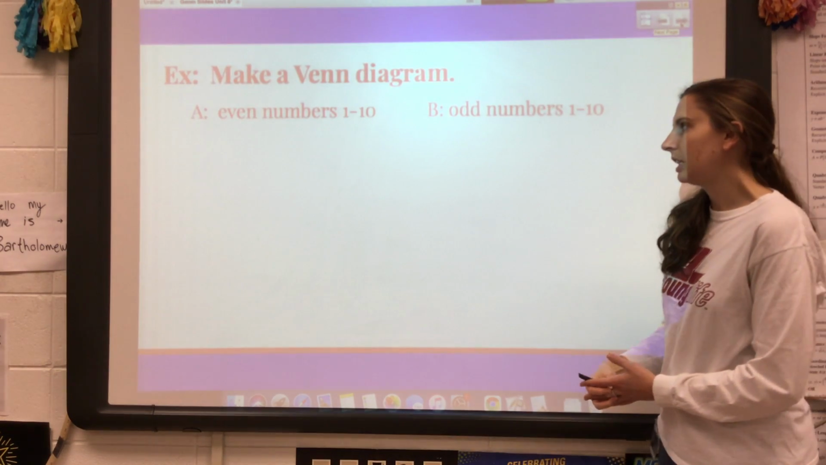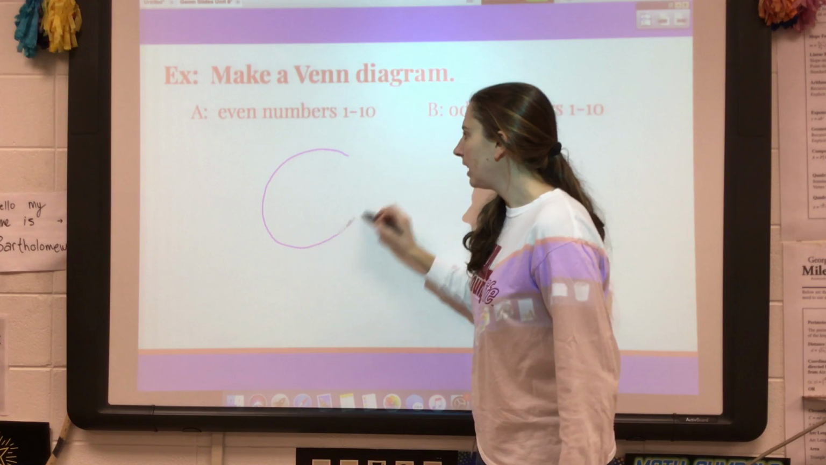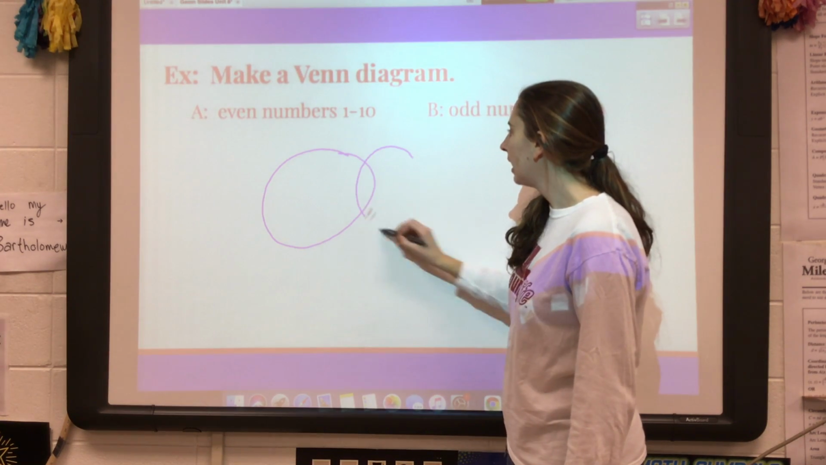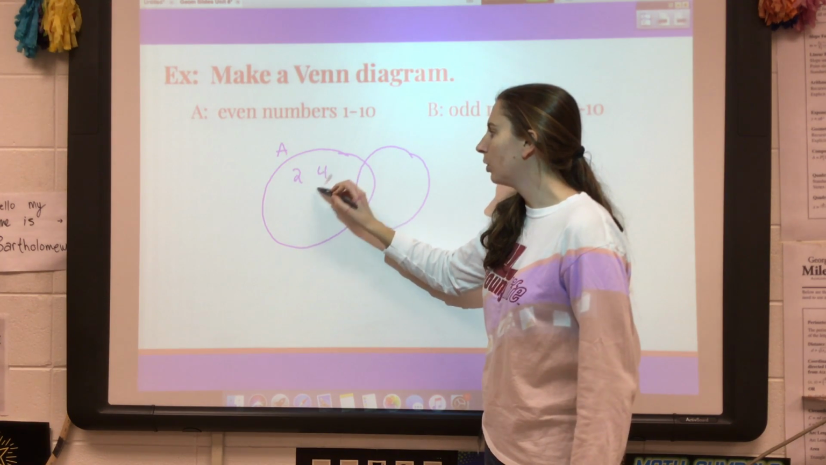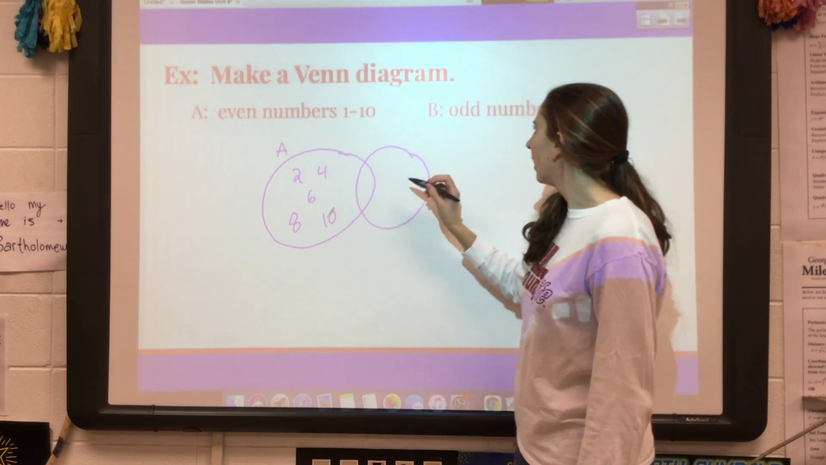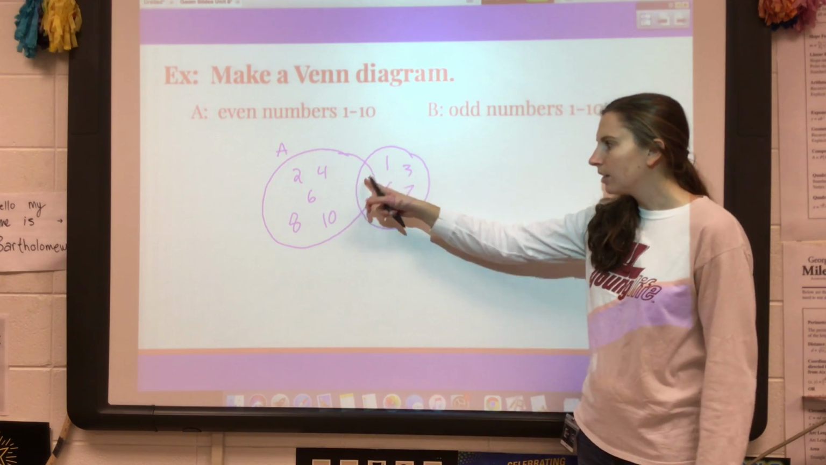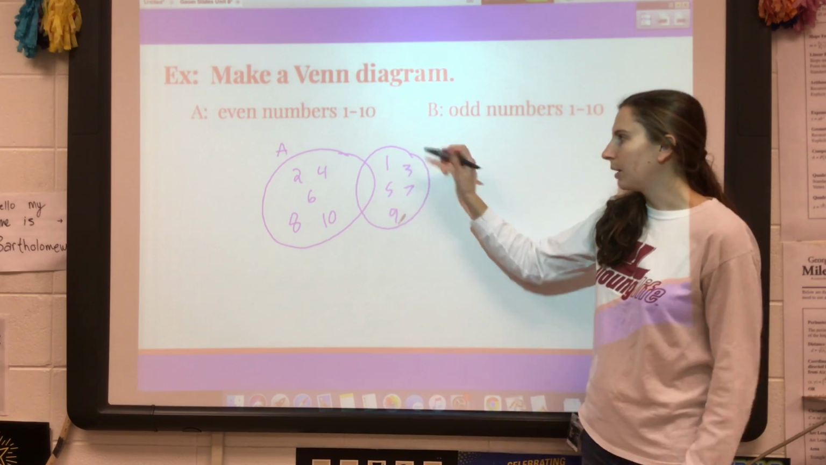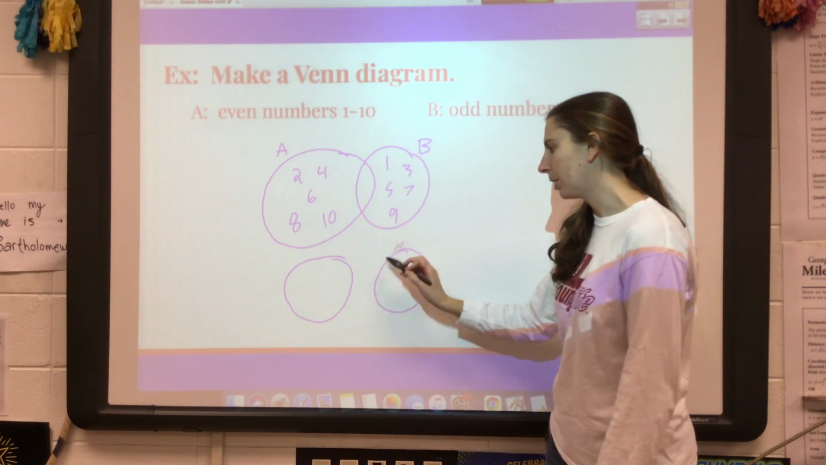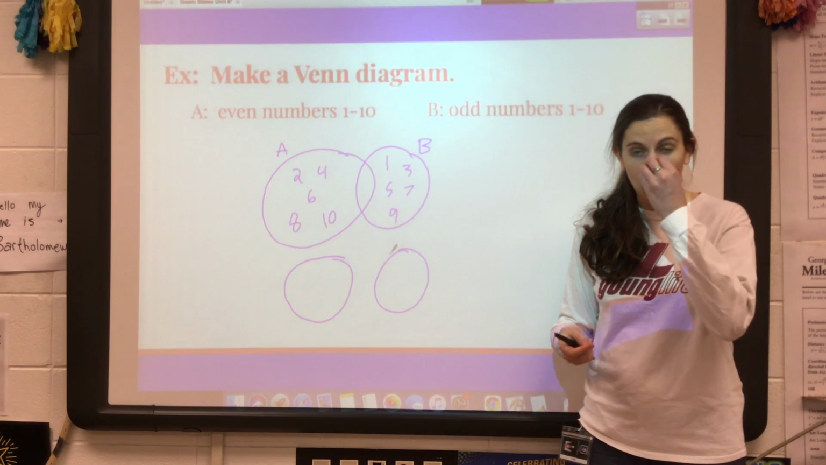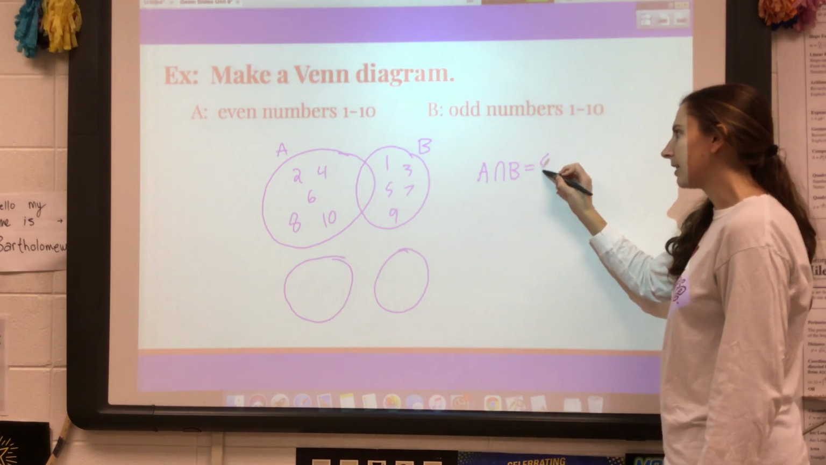One final bit of vocabulary to go over. Let's imagine we want to make a Venn diagram of set A is all the even numbers and set B is all the odd numbers from 1 to 10. So the even would be 2, 4, 6, 8, 10. The odds would be 1, 3, 5, 7, 9. Notice there is no overlap. So technically, when I drew this Venn diagram, since there's no overlap, I should technically draw them as separate circles. They don't overlap at all. There is no intersection. Like the set A and B, their intersection is the empty set.